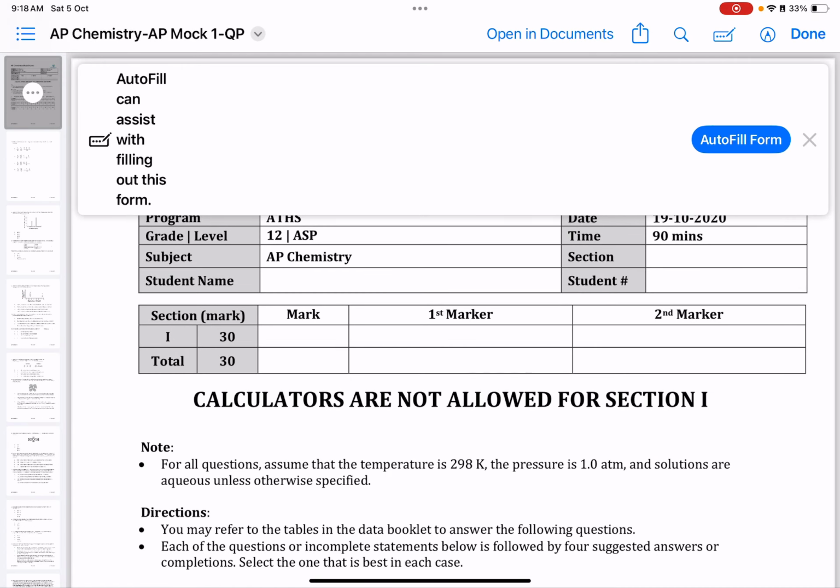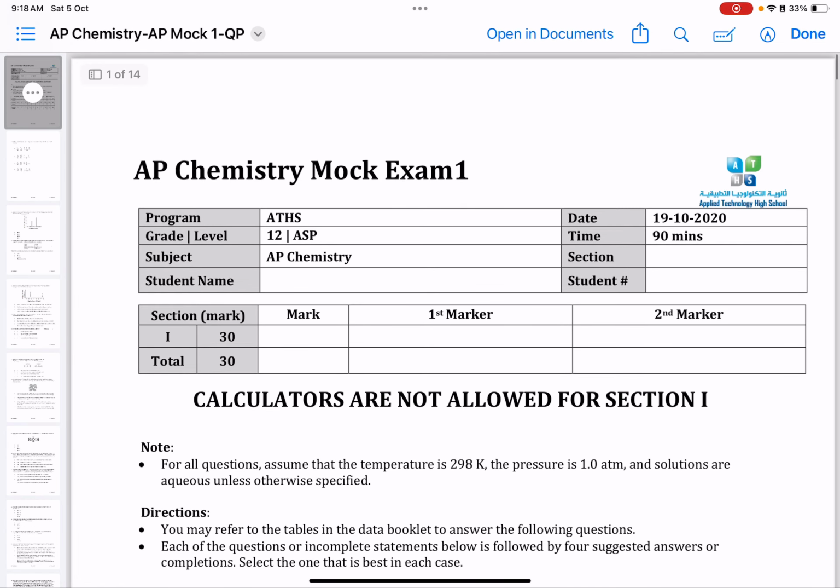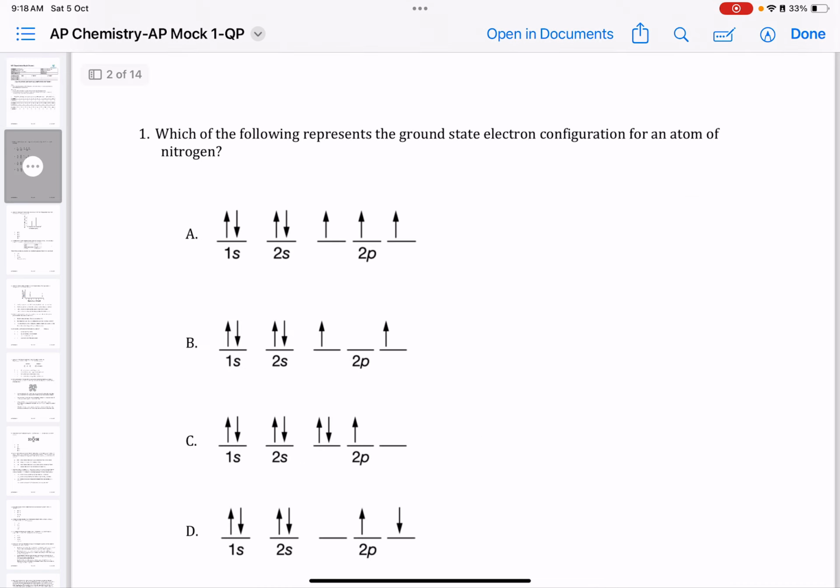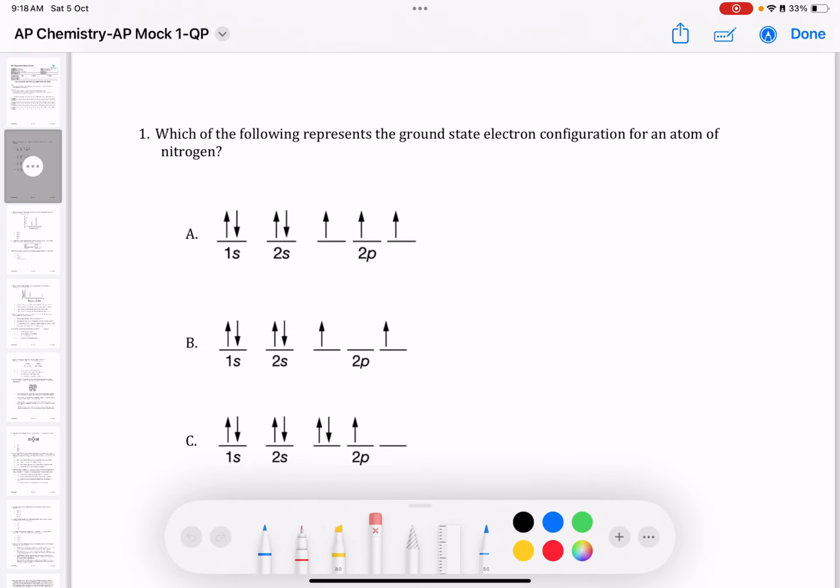This is a video tutorial in which I will go through the questions of the AP mock exam in year 2020 and explain the answers. We start with the first question. Which of the following represents the ground state electron configuration for an atom of nitrogen?